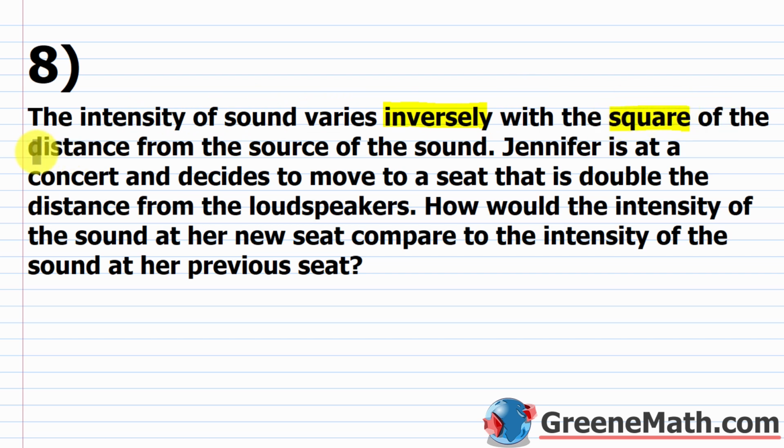All right, for problem 8, we are told that the intensity of sound varies inversely with the square of the distance from the source of the sound. Jennifer is at a concert and decides to move to a seat that is double the distance from the loudspeakers. How would the intensity of the sound at her new seat compare to the intensity of the sound at her previous seat? So in this situation, we're not actually given a starting value where we have to plug in, solve for K, then plug something else in, and solve the problem. All we need to figure out is how would the intensity of the sound at her new seat, again, she's moving to a seat that's double the distance away from the loudspeakers, how does that compare to the intensity of the sound at her previous seat?